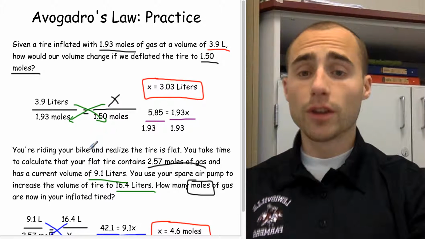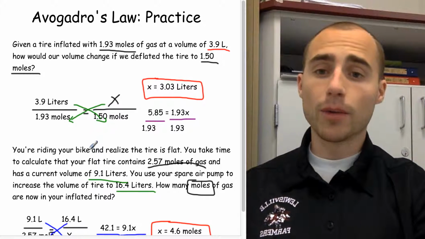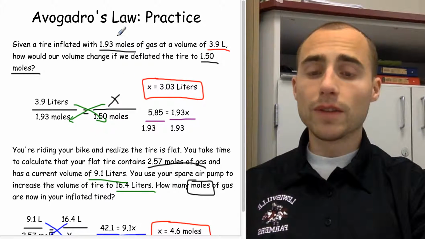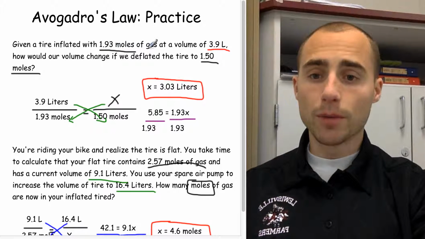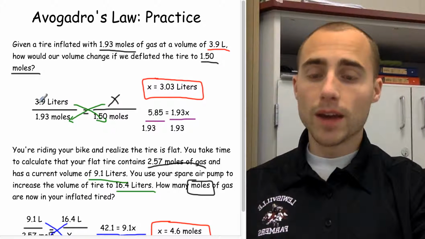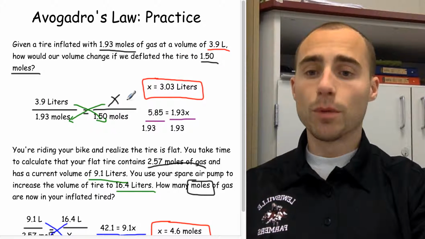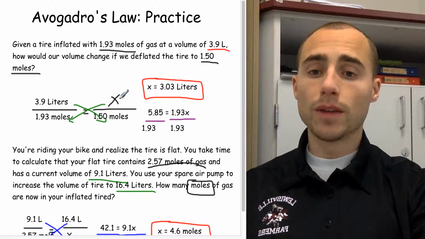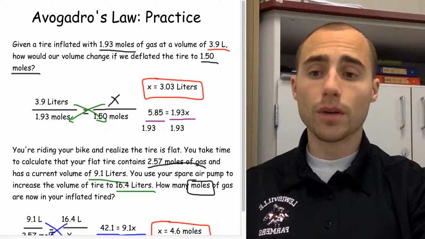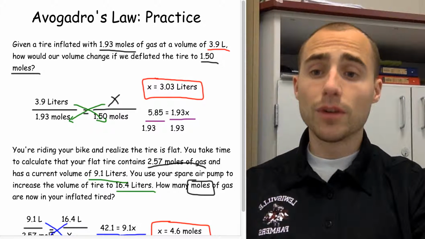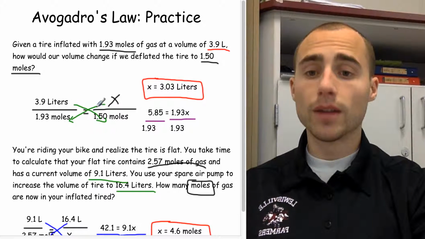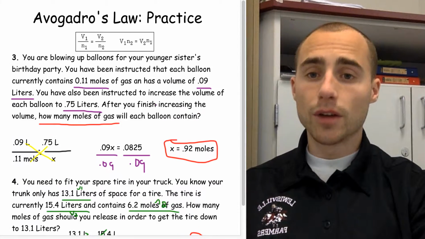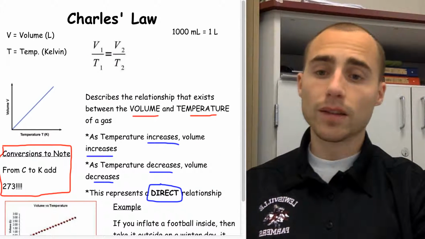You can see the drawing's already been on here. These are the same examples. You can go back and watch them in Avogadro's law. You just have to identify the three numbers. So like 1.93 moles would be your N1, 3.9 would be your V1, and then 1.5 moles would be your N2. And then all you do is cross multiply and solve. So we're not going to do too many practice because you can go back and watch those, but it's just cross multiplication and solving. Those are all the Avogadro's practice.